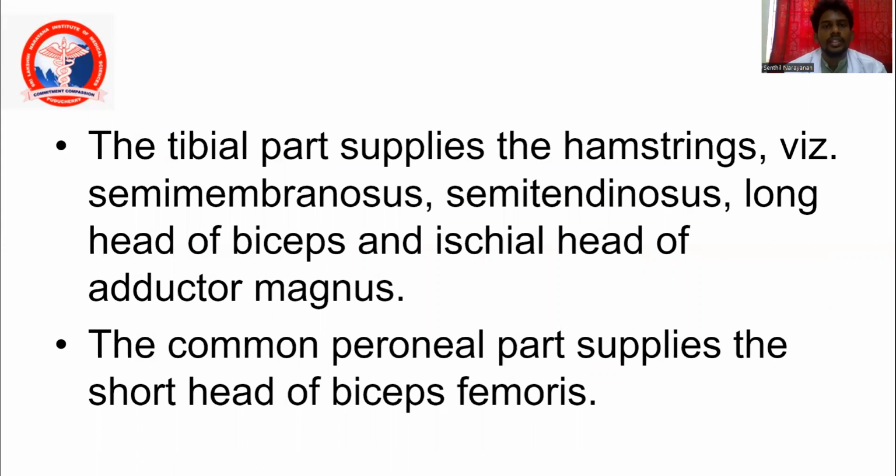The tibial part of the sciatic nerve, above its division in the popliteal fossa, supplies the hamstring muscles, namely semimembranosus, semitendinosus, long head of biceps, and ischial head of adductor magnus. The common peroneal part supplies the short head of biceps femoris.